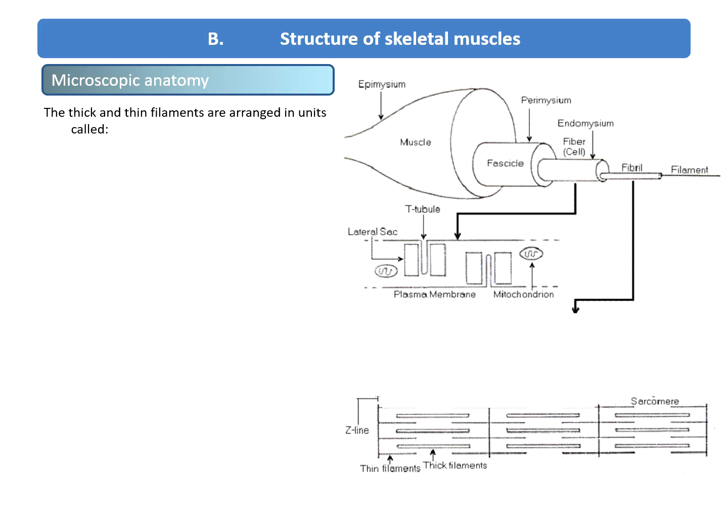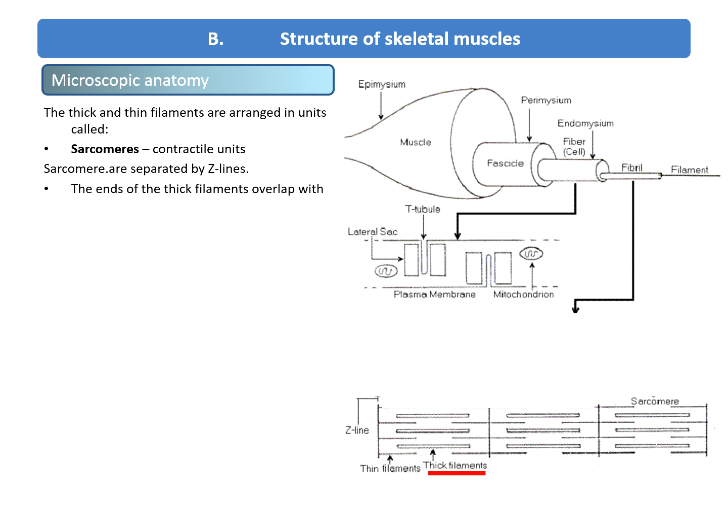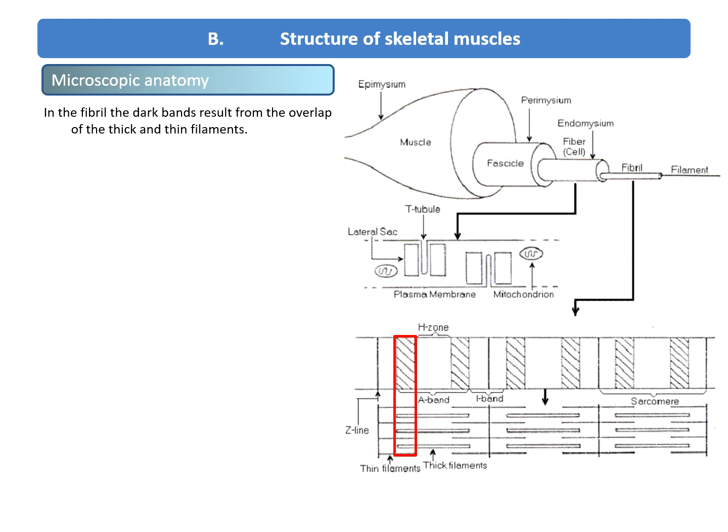Thick and thin filaments are arranged in units called sarcomeres. These are the contractile units of a muscle. Sarcomeres are separated by Z lines. The ends of the thick filaments overlap with the ends of the thin filaments. In the fibril, the dark bands result from the overlap of thick and thin filaments. Where the thick or thin filaments do not overlap, a light band results.